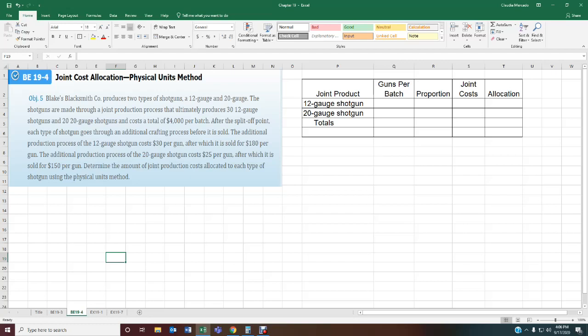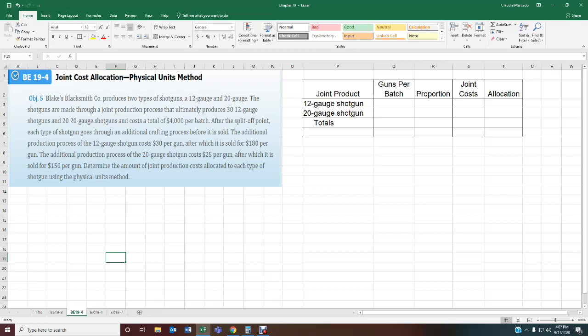Okay, so after the split-off point, once they do whatever it is that they're going to do to those shotguns, they split them off. Okay, and then each type of shotgun goes through an additional crafting process before it's sold. Once they manufacture the shell of the shotgun, they send it to another process where they customize it. The additional production process of the 12 gauge shotgun costs $30 per gun, after which it is sold for $180 per gun. The additional production process of the 20 gauge shotgun costs $25 per gun, after which it is sold for $150 per gun.